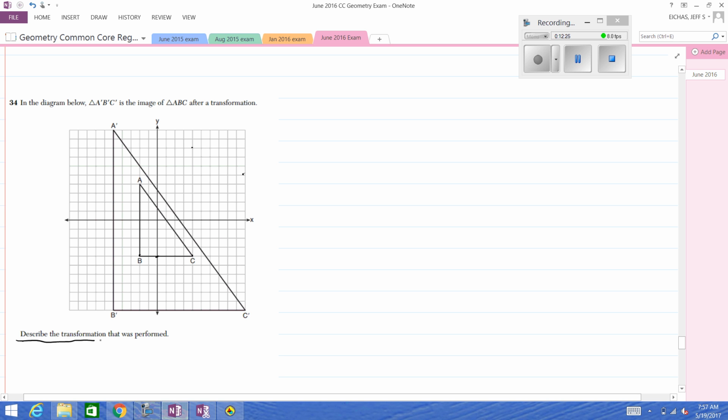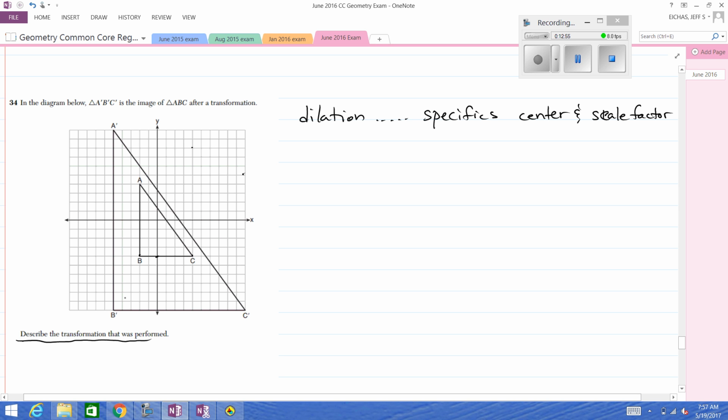Okay, 34. Now, describe the transformation that was performed. Let's see. So earlier on, we could tell it was a dilation, but of course, if you're describing it, you've got to be thorough. We want to get a center of dilation. We know it's a dilation, but what we need is specifics. All right, the specifics we're looking for are the center and scale factor. So let's go find those.